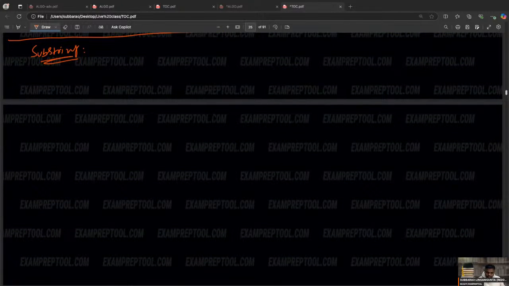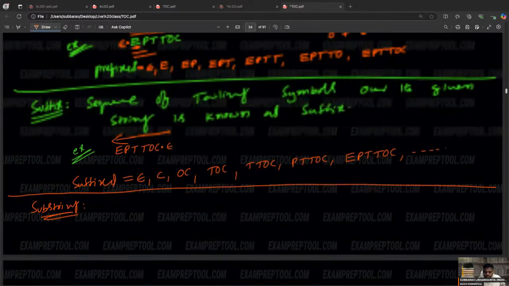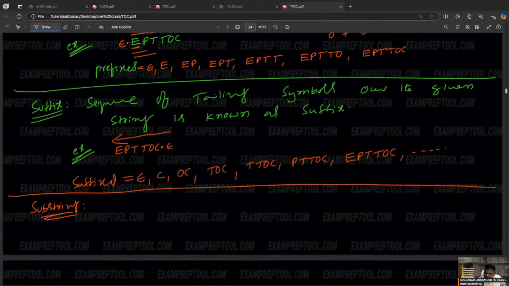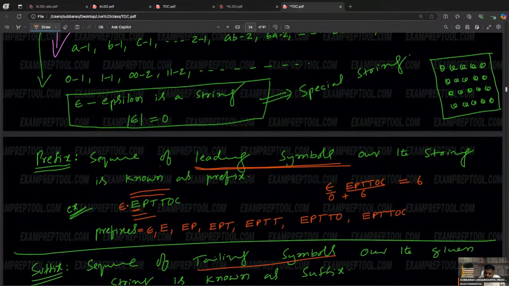Substring. Everyone see the substring. What is a substring? I think everyone knows. When you say suffix, it is a sequence of trailing symbols. When you say prefix, it is a sequence of leading symbols.